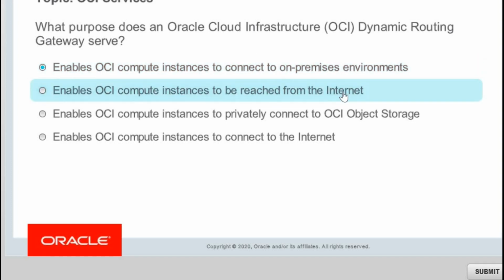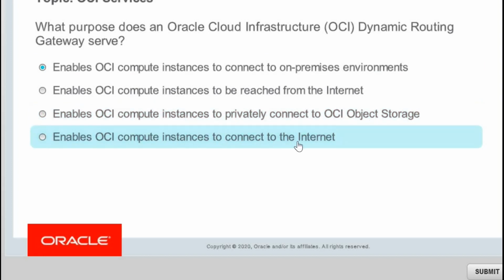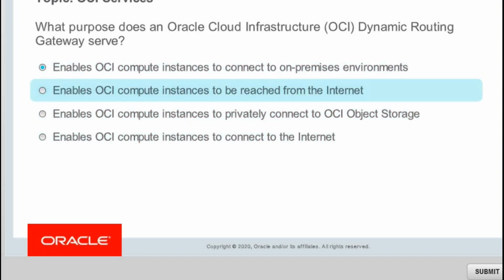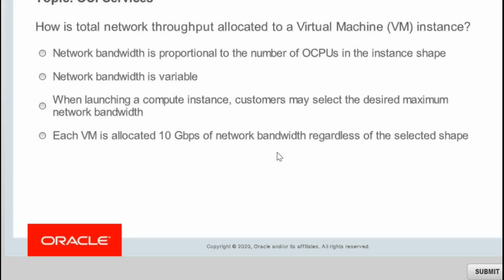Not for the internet, because for the internet we have a different gateway called the internet gateway. So not to privately connect, we can only connect publicly to OCI Object Storage if we are using the DRG. So that is also not the right answer, and not for the internet again. So the first one is right, and I'm sure. Let's submit and see what the right answer is. Yeah, that one was the right answer. I go to the next question.